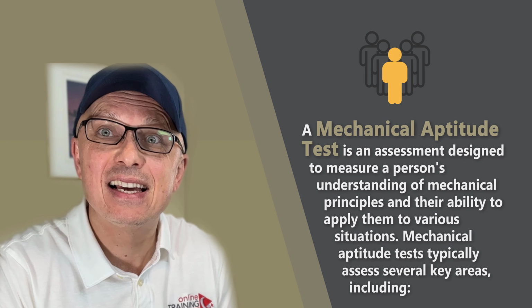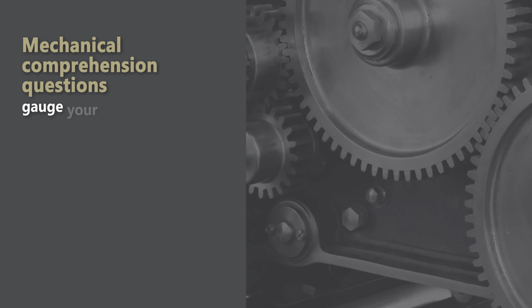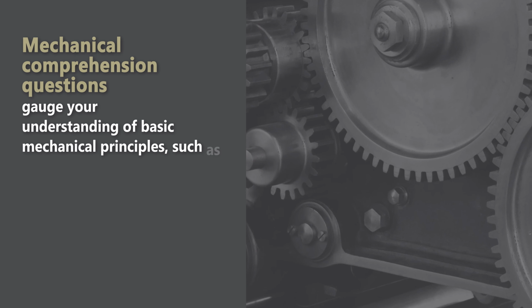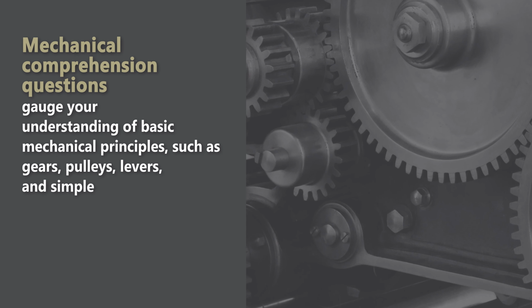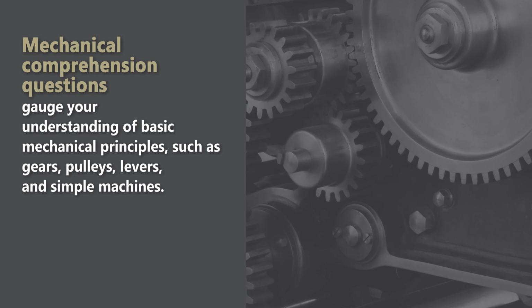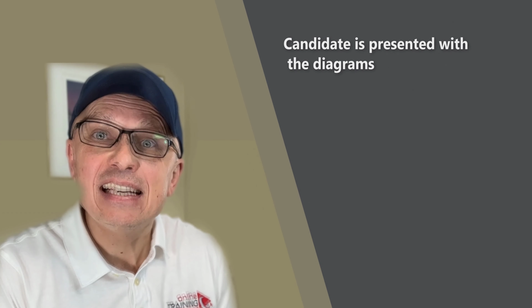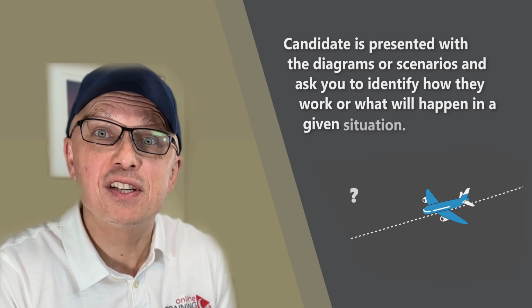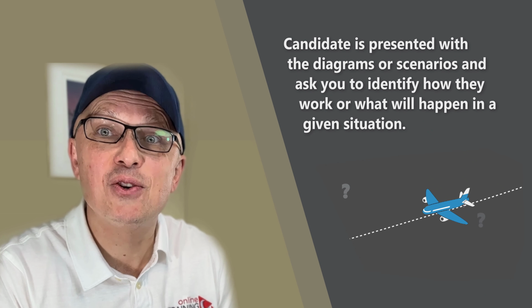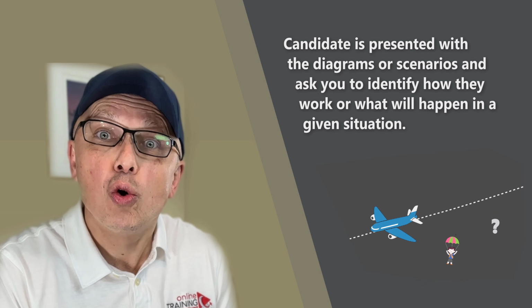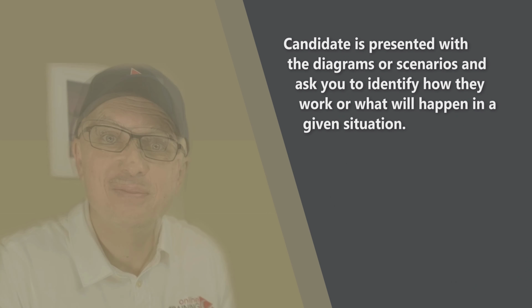Mechanical Aptitude Tests typically assess several key areas. One of the areas is mechanical comprehension questions, which gauge your understanding of basic mechanical principles, such as gears, pulleys, levers, and simple machines. The candidate is presented with diagrams or scenarios, and you're asked to identify how they work or what will happen in a given situation.